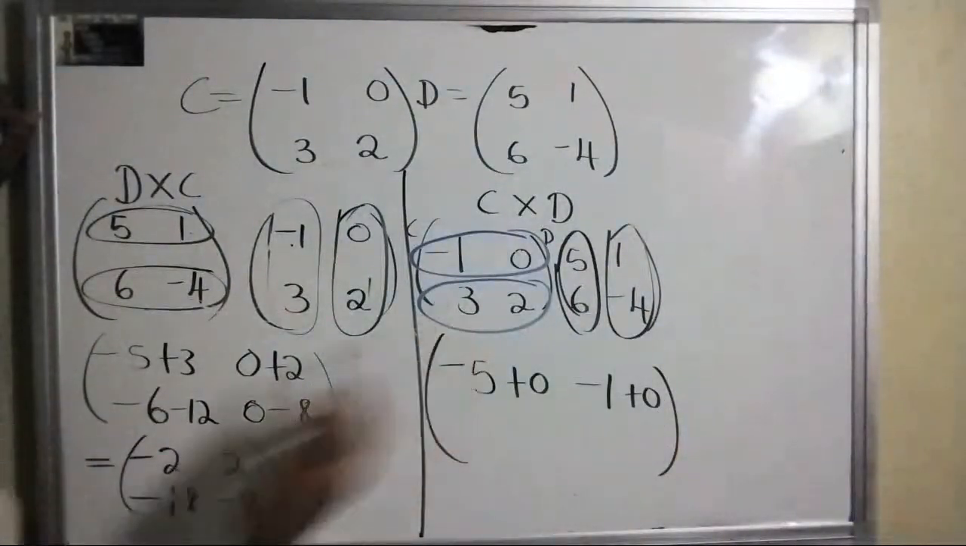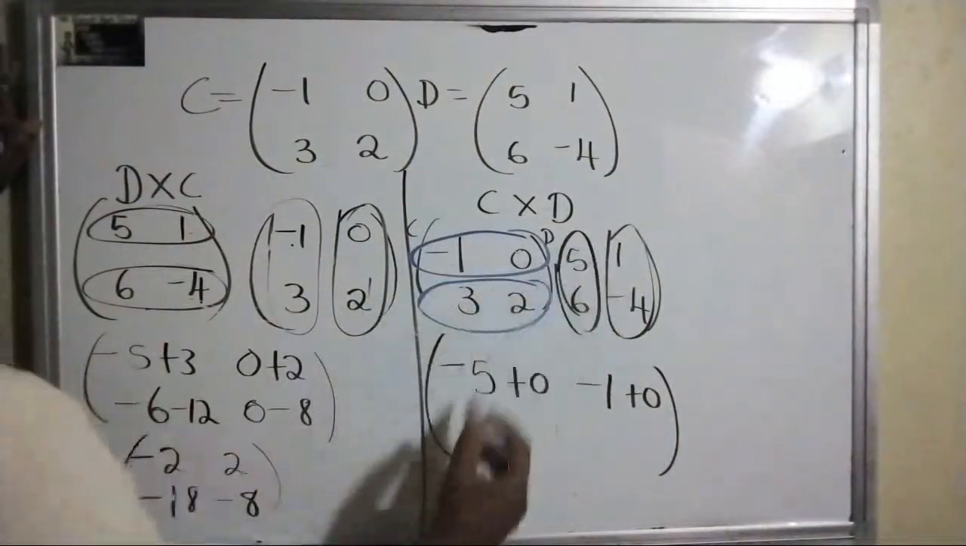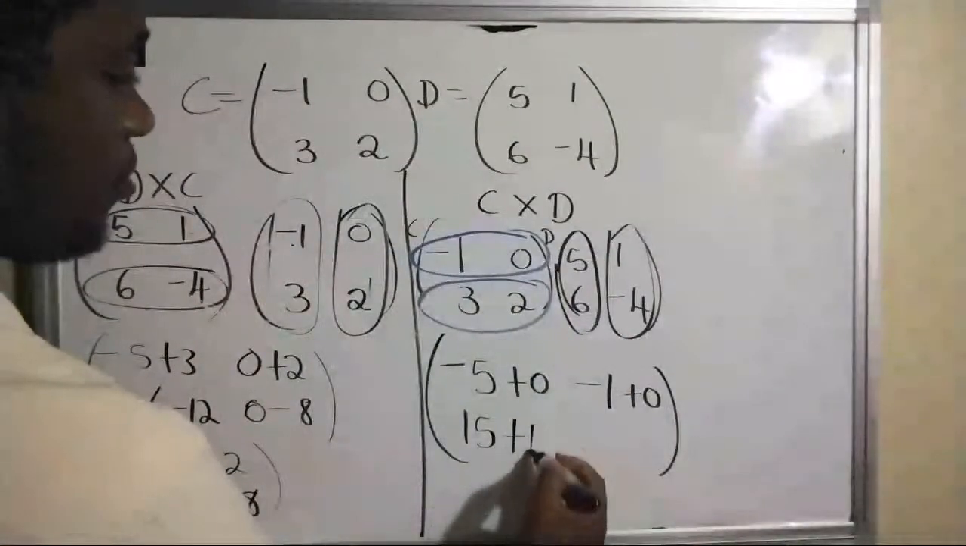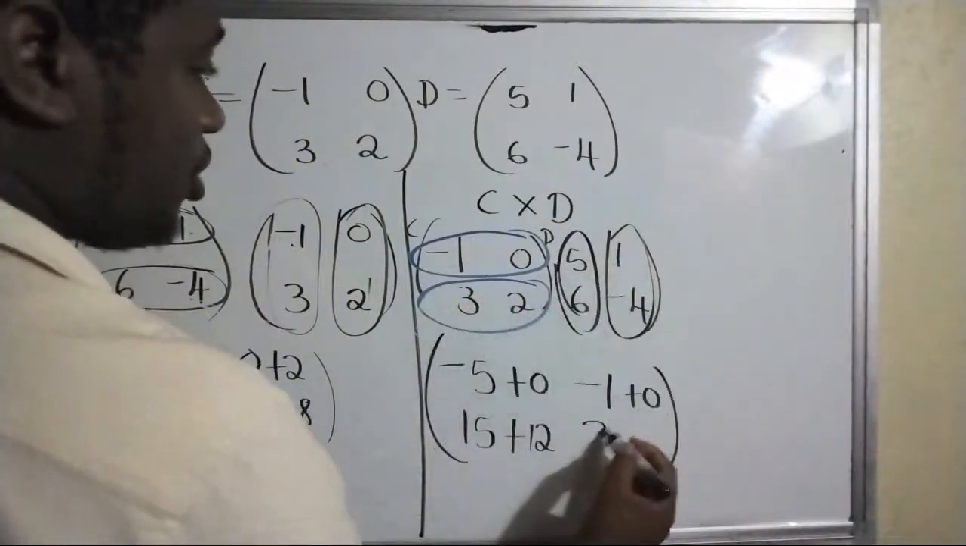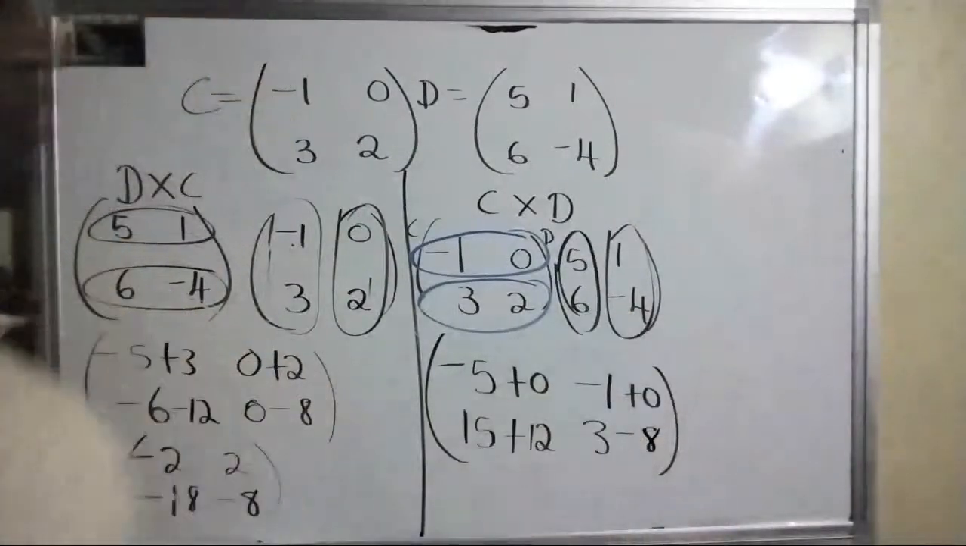So on to row 2 now. So we're dealing with 3, 2 now. Right? So 3 times 5, 15. 2 times 6, 12. Let me see who gets that one here. Prezi, say you get the last one. Let me see if you get that one now. 3 times 1, 3. 2 times -4 is -8. Alright?